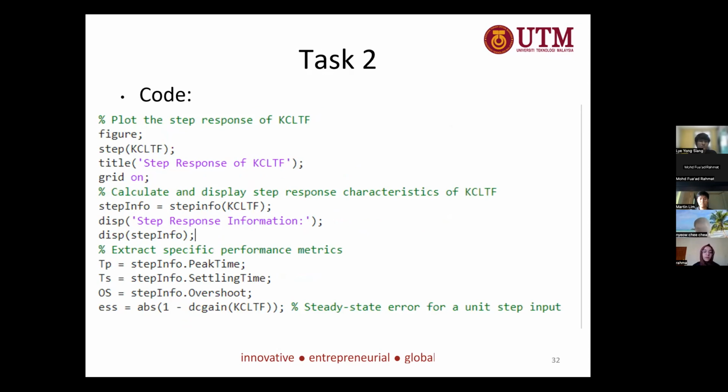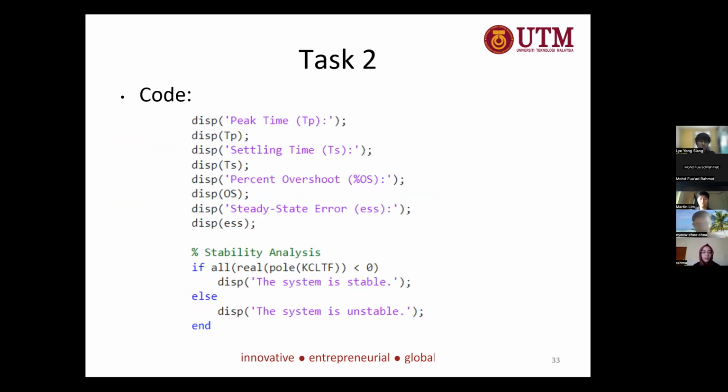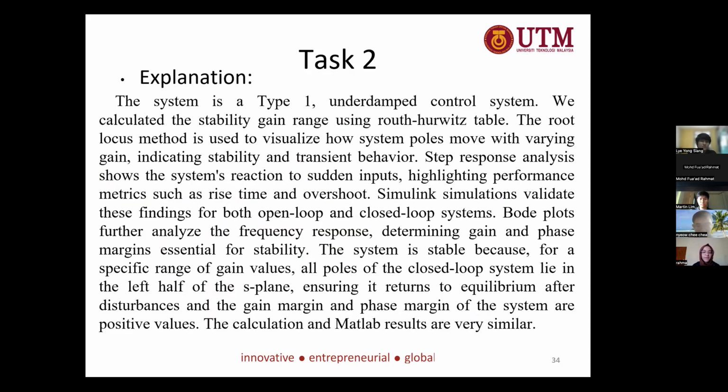And then we got the step response of the closed loop transfer function, and we used stepinfo to get the settling time, percent overshoot, and peak time to be shown on the command window. Okay, and then finally we have the stability analysis function. If all real parts of the poles are less than 0, display the system is stable, and otherwise the system is unstable. That's it. Thank you.